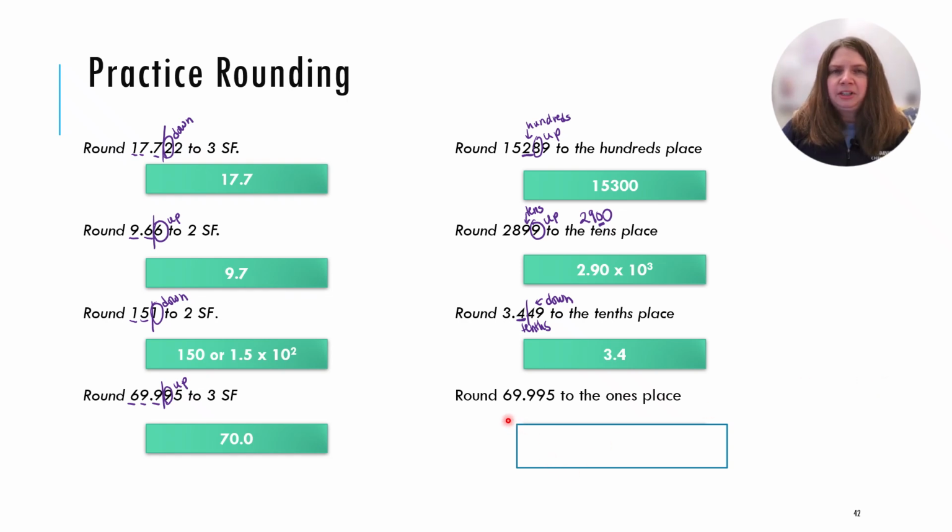Finally, round 69.995 to the ones place. The ones digit is a 9, and the next digit is also a 9. So rounding up results in 70. To show that the 0 in the ones place is significant, we write the answer as 70 with a decimal point. In scientific notation, this would be written as 7.0 times 10 to the first. We do not include additional zeros because that would imply extra significant figures.